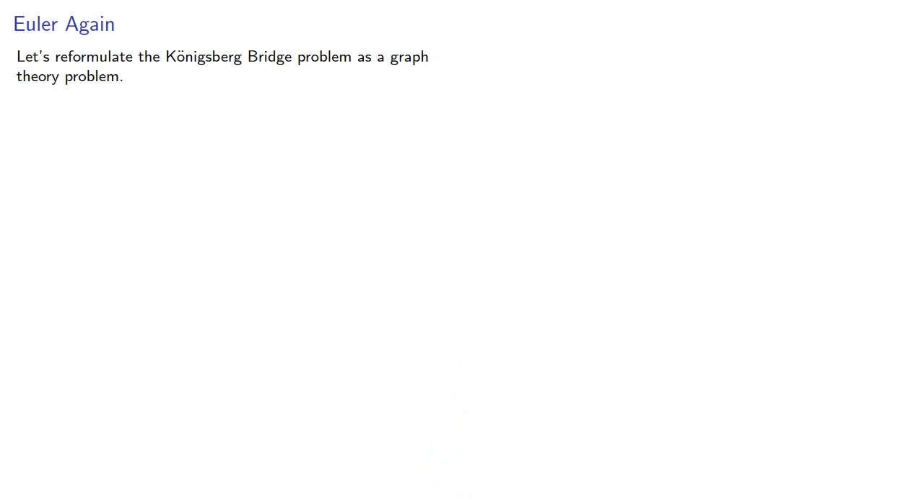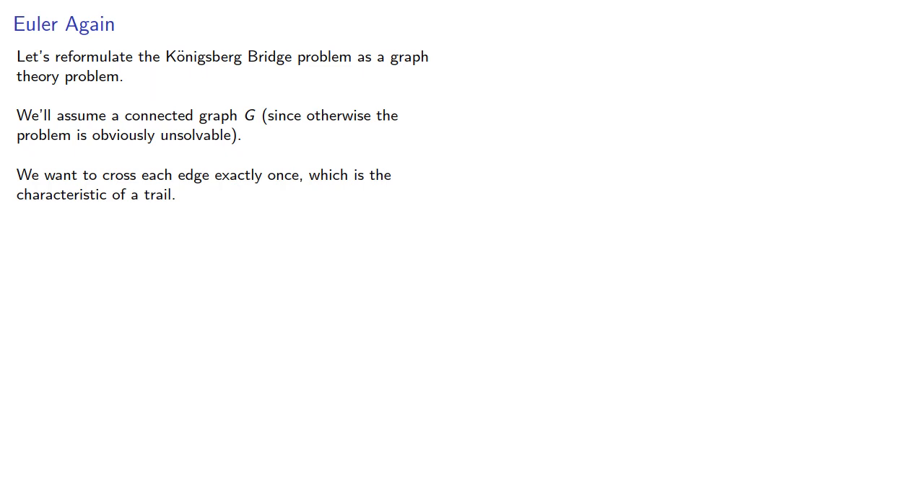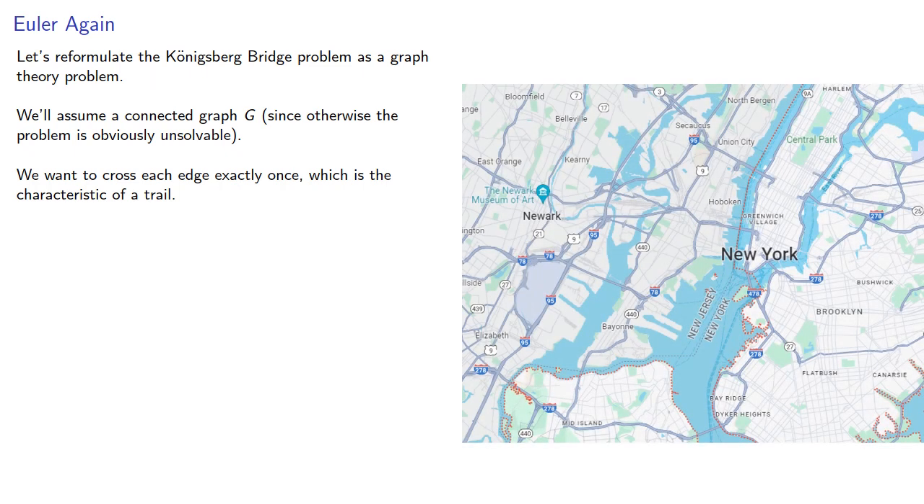Let's reformulate the Konigsberg bridge problem as a graph theory problem. We'll assume a connected graph G, since otherwise the problem is obviously unsolvable. We want to cross each edge exactly once, which is the characteristic of a trail.